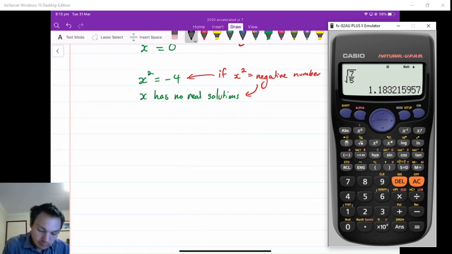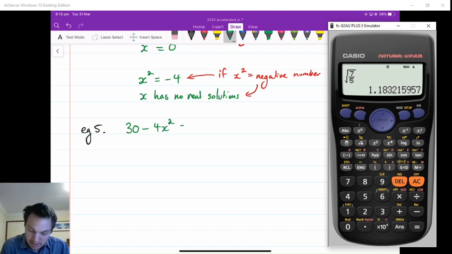Example 5. With these, let's say it's 30 minus 4x squared is equal to 15. Okay, so let's have a look and see if there's a solution, and let's see what we can get. What is x that would make this equation true? So the left-hand side is equal to 15, is equal to the right-hand side.